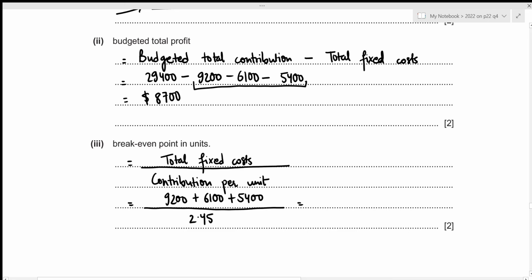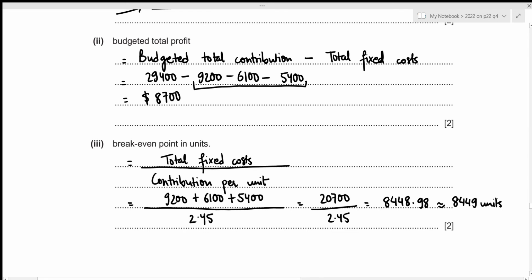This gives our total fixed cost to be 9,200 plus 6,100 plus 5,400, which results in 20,700 divided by 2.45, which results in 8,448.98. And we are talking about units, which cannot be in a decimal number, right? So we need to round it off. That's going to be 8,449 units.